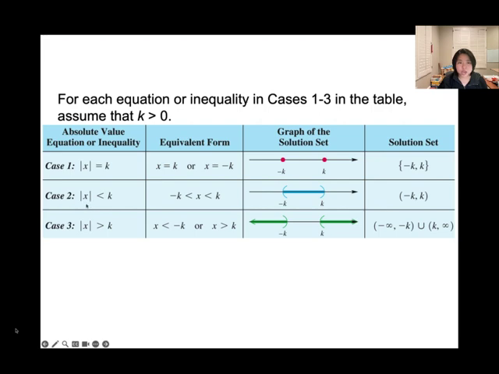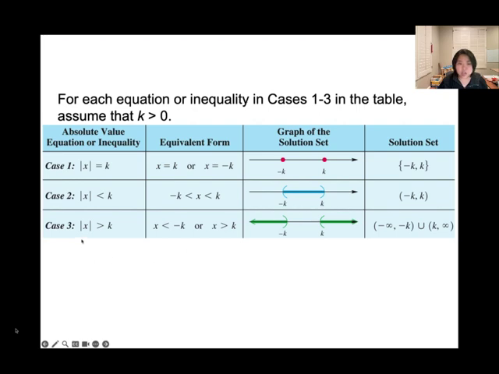Case 2, when you have an absolute value of x strictly less than k. You could rewrite it as x in between negative k and positive k. And keep in mind, your absolute value of x is always on your left-hand side. So that's strictly less than k. Since there's no equal sign here, we will use the parenthesis. x is in between negative k and k. And then the solution set will be parenthesis negative k to k here.